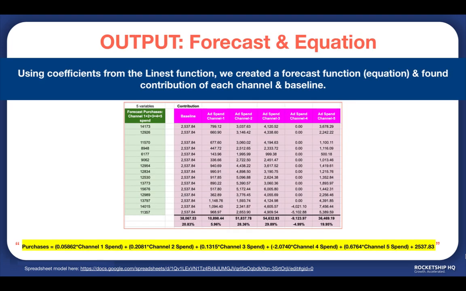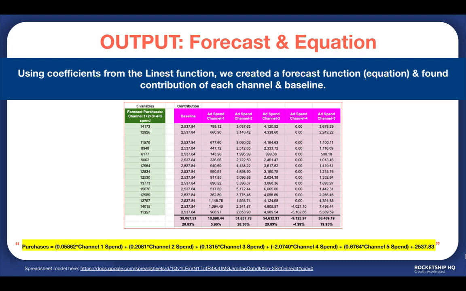Here we also see a contribution table, which tells us how much contribution each individual channel is bringing to the total purchases. So we see over here that channel 2 and channel 3 are contributing the most to our overall purchases. So what does that mean? That means they are our most important channels that we may want to increase the spend on. Channel 4 here is negative, so it's not making any positive impact on the purchases. So either we need to shut it down or give it some more time. Or maybe we need to decrease the budget.